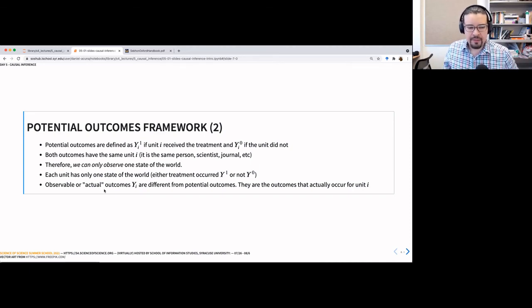Now we will have another variable called the actual outcome, like what actually happened in the actual world, our data. And that's different from the potential outcomes.